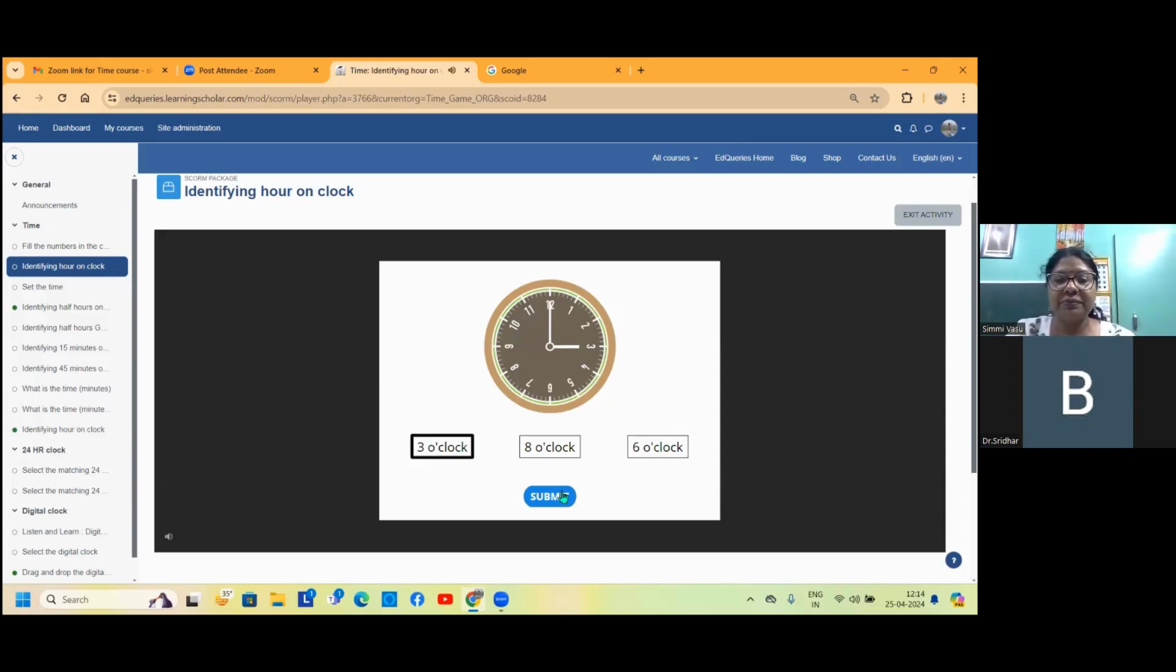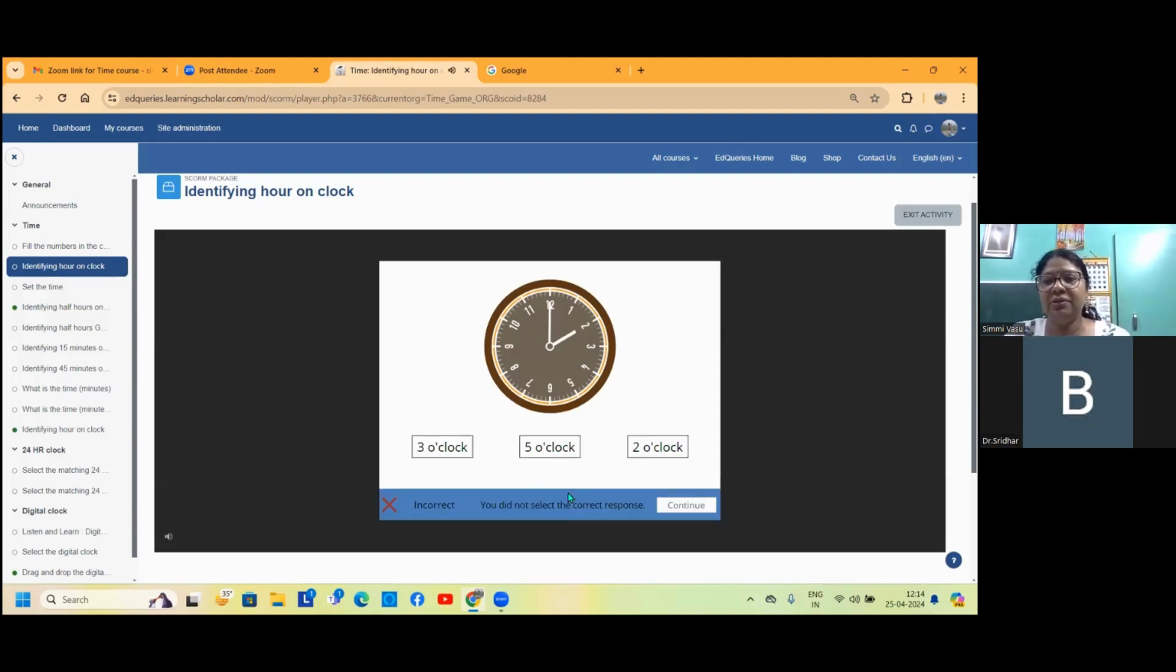So 3. Excellent. Select. So 5. That's not correct. Look at the wrong answer, and then what happens? I chose the correct answer. The small hand is pointing at 2. So it is 2 o'clock. Let's try the next one. Select. So 4.